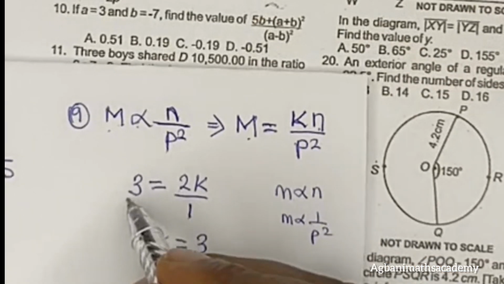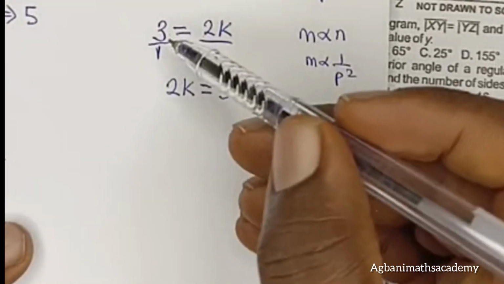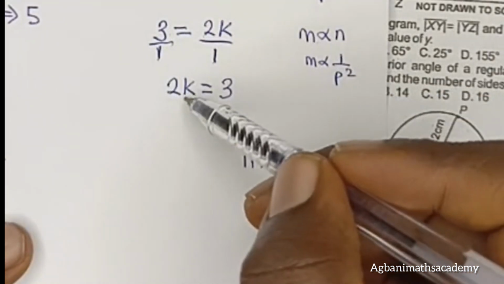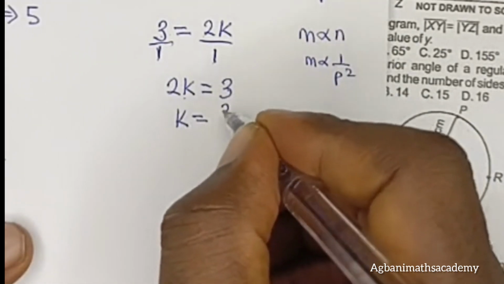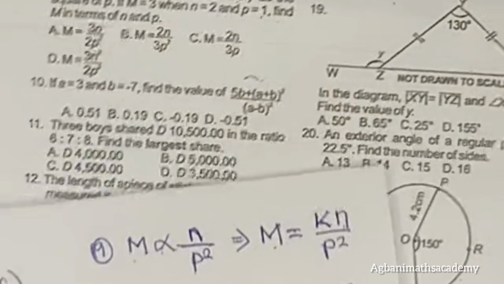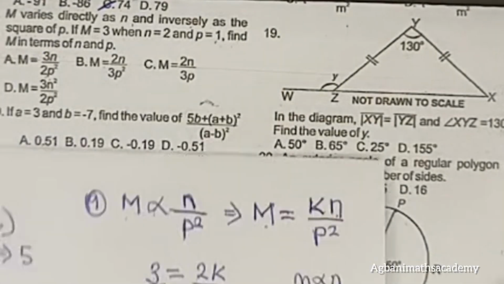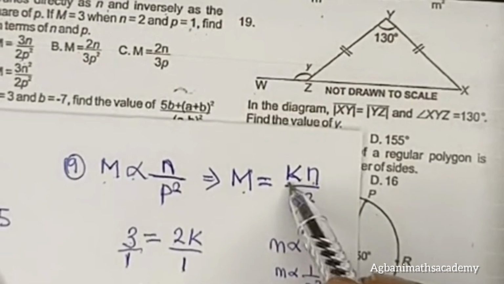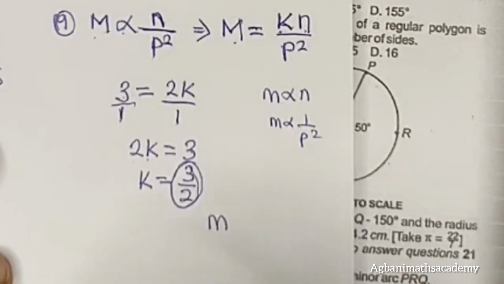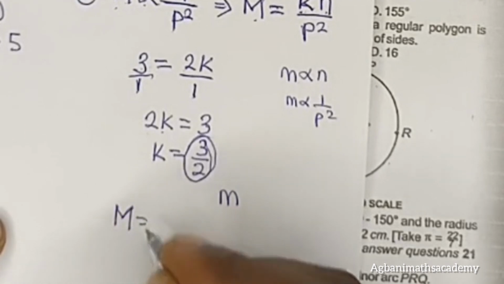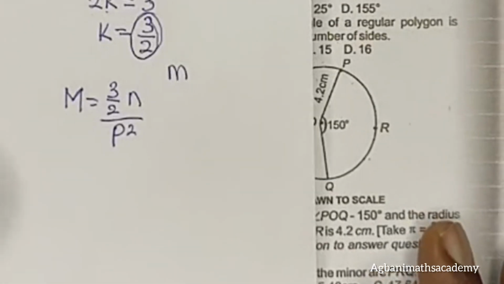When you cross multiply, below 3 here, there's an invisible 1 because every number has an invisible denominator of 1. So 2k multiplied by 1 gives you 2k. 3 multiplied by 1 gives you 3. So dividing both sides by 2, we have k is equal to 3 over 2. So now the question we are asked here is, find m in terms of n and p. So what we need to do next is this k, we replace it with 3 over 2. So that means m is equal to 3 over 2n over p squared. But it doesn't look nice to write the final answer like this.